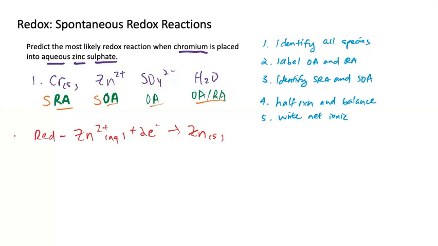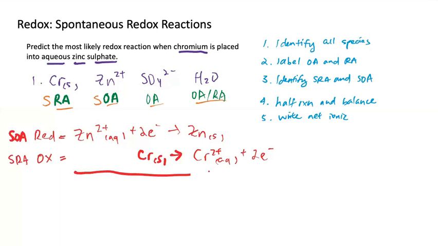The SOA, the oxidizing agent, would be reduction, and the SRA, that is oxidation. That would give us Cr solid going to Cr2+ plus 2 electrons. And now we can write out the net ionic equation.